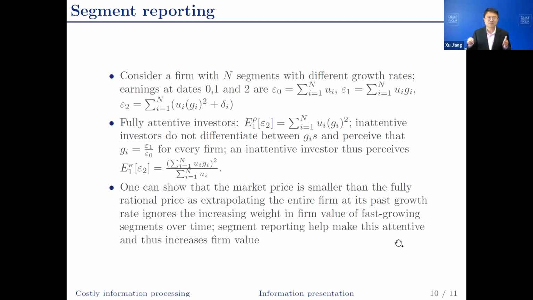And one can show that the fully rational price is going to be larger than the price with inattentive investors. The reason is, inattentive investors extrapolate the firm's growth rate as the average growth rate. So they ignore that for fast growing segments, they're going to have increasing weights. And so price is going to be inefficient. Segment reporting is going to help make investors attentive, and so increases firm value and moves the price to be more efficient, to be closer to firm value.